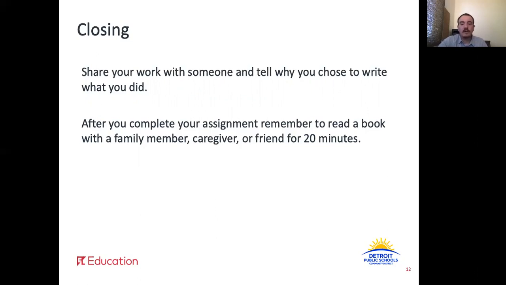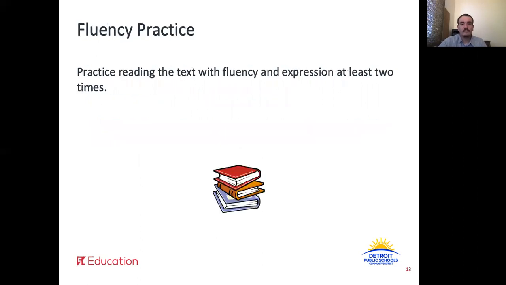Also, remember to read a book with a family member, caregiver, or friend for 20 minutes. For today's fluency practice, read the text with fluency and expression at least 2 times.